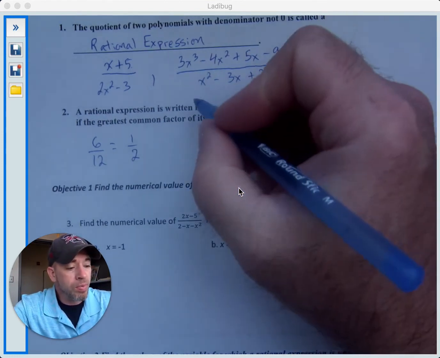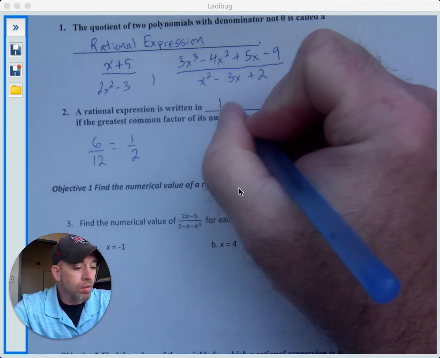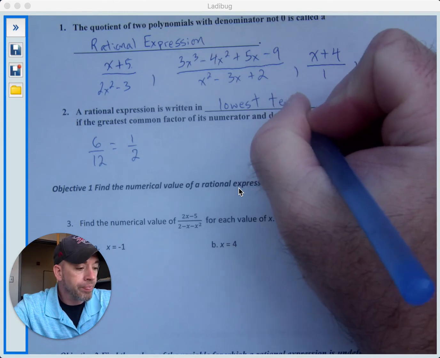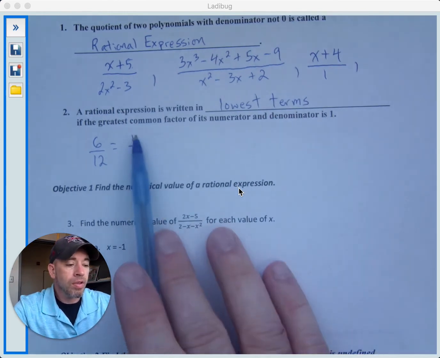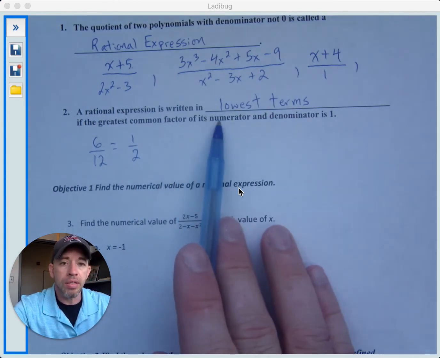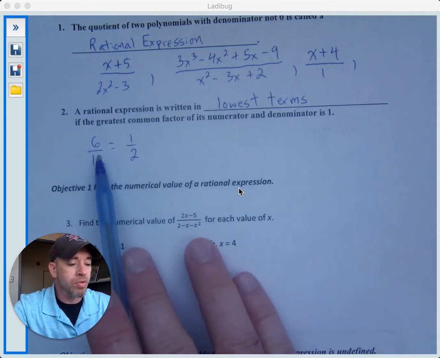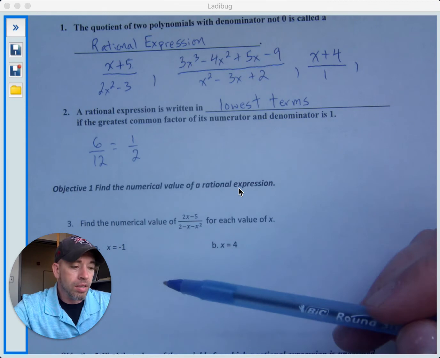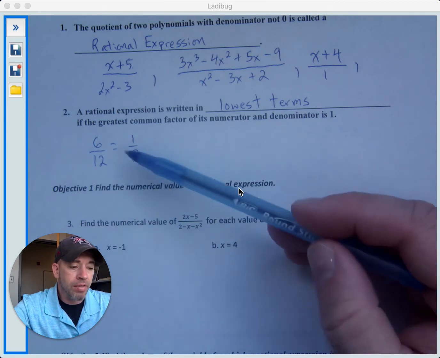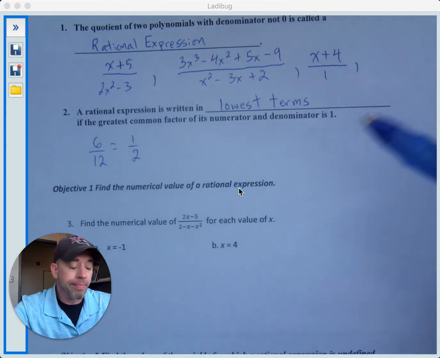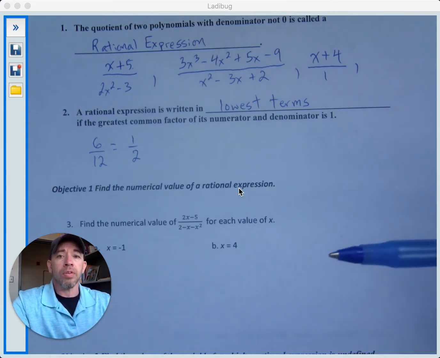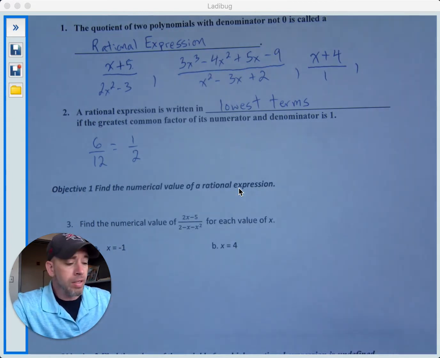So a rational expression is written in what we call lowest terms if the greatest common factor of its numerator and denominator is 1. So once we reduce to 1/2, the greatest common factor of 1 and 2 would be 1, right? Now we could also do this with polynomials, and we'll actually have some practice with that a little bit later on in this section.